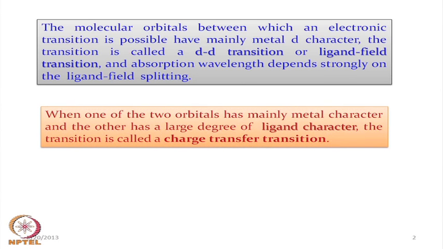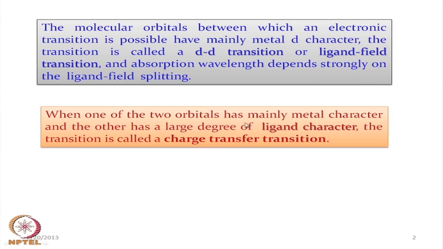Next we will see whether the ligand character is involved for any type of electronic transitions. So, in the case of these d-d transitions, what we see is that both the orbitals, from where the electronic charge is getting transferred to the destination orbital, are of metal character. But now if we introduce the corresponding ligand character, the transition can be called the charge transfer transition.